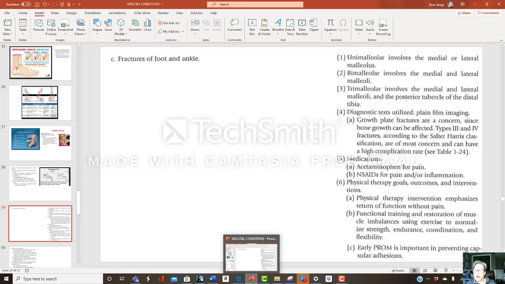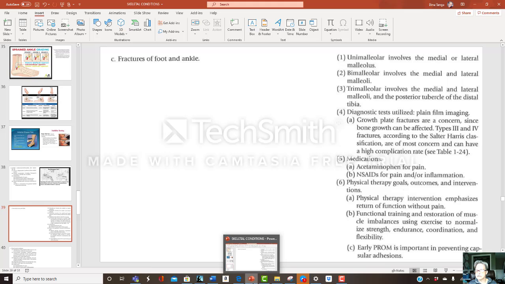Growth plate fractures are a concern since bone growth can be affected. Types 3 and 4 fractures, according to the Salter-Harris classification, are the most concerning and can have a high complication rate. Acetaminophen for pain, NSAIDs for pain and/or inflammation.